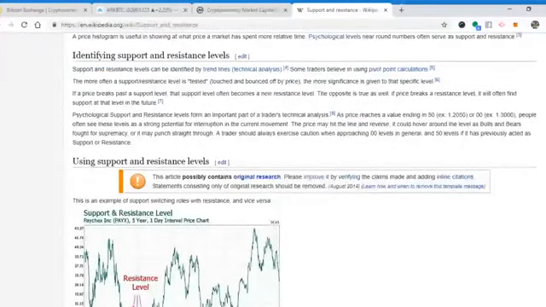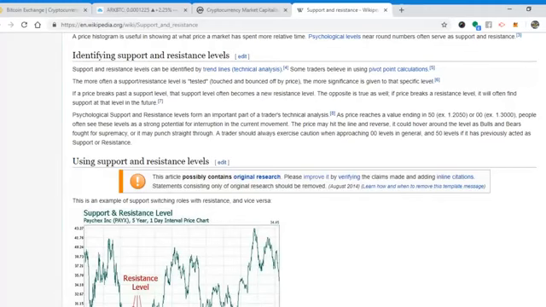Identifying support and resistance. Support and resistance levels can be identified by trend lines, technical analysis. Some traders believe in using pivot point calculations. The more often a support resistance level is tested, touched and bounced off by the price, the more significance it is given at that specific level.